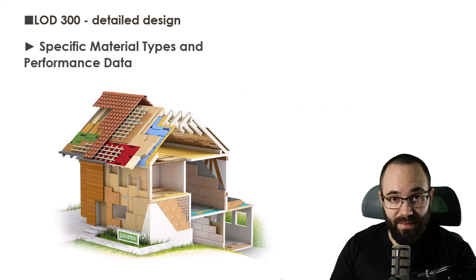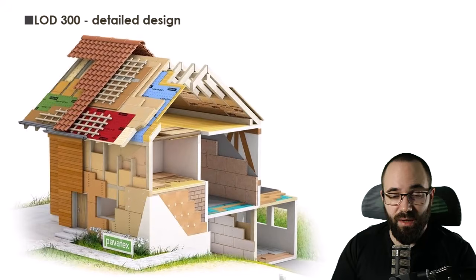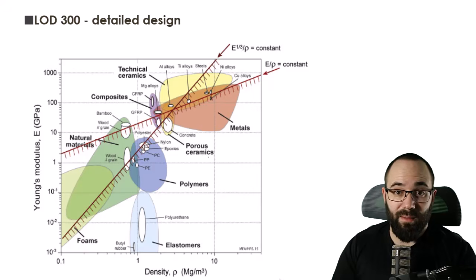Specific material types and key performance data. So the model provides information about material types and their performance characteristics. This helps stakeholders make informed decisions during the construction process.